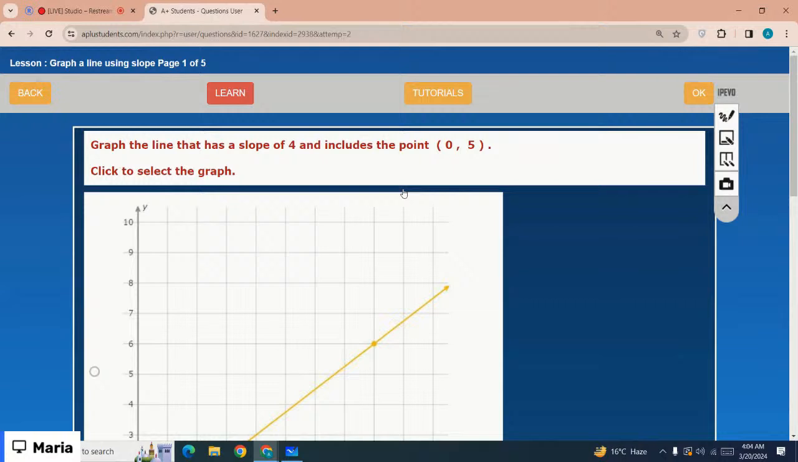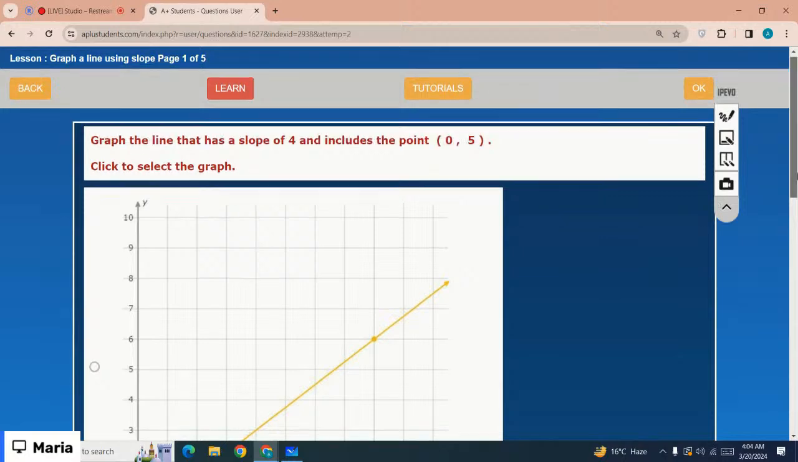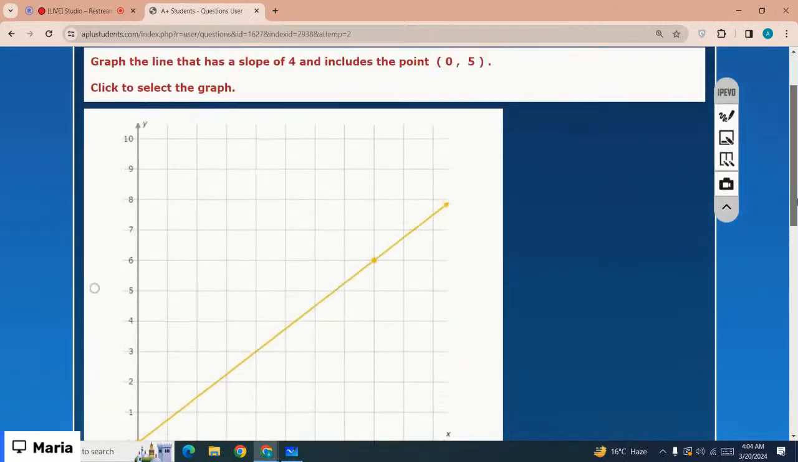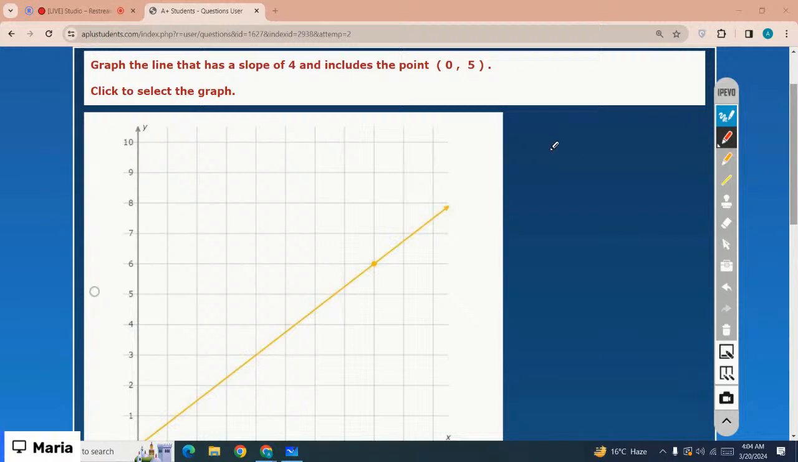Okay, just start with the example. Graph the line that has the slope of 4 and the point 0, 5, right? First, just understand the slope. The slope is 4. Got it? The point is 0, 5 and the slope is 4, right? 4 over 1 it is.